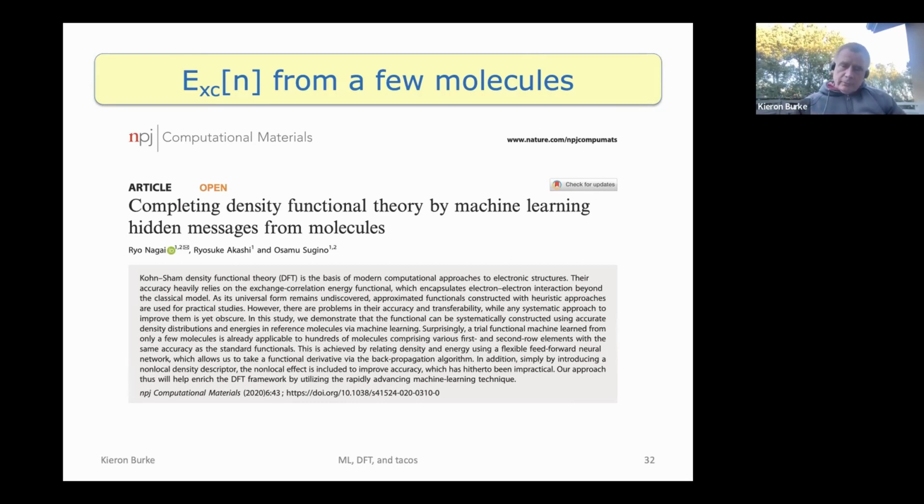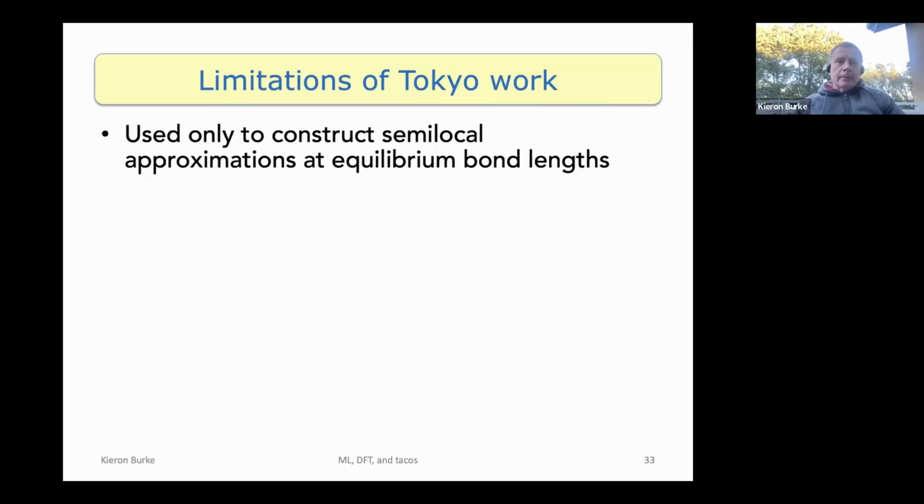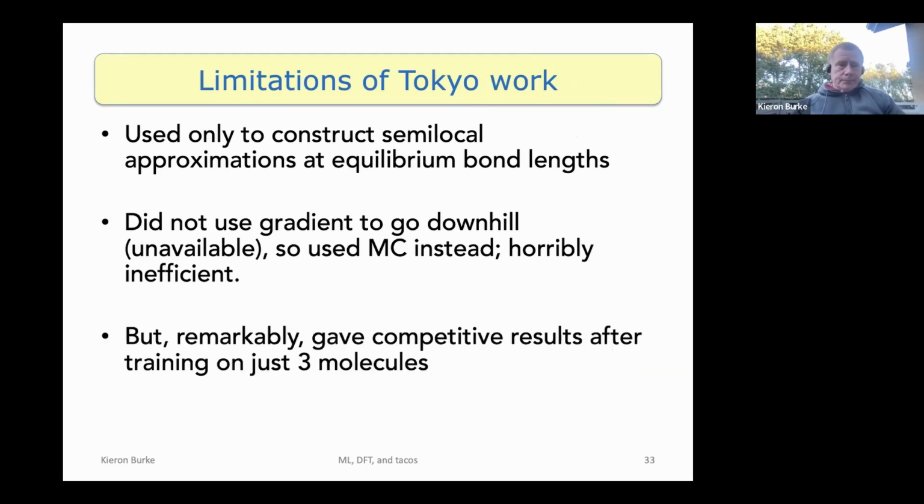So this is in this regime of taking approximate functionals and trying to make them better. But what was surprising is how well it generalized. They only needed a few examples to get that working. There were some limitations to what they did. As I said, they were just using semi-local approximations, and often in chemistry, just testing at equilibrium bond lengths. They didn't have differentiable programming, so it was very expensive for them to go downhill, trying to optimize. They got these really good results. So somehow the density was helping.